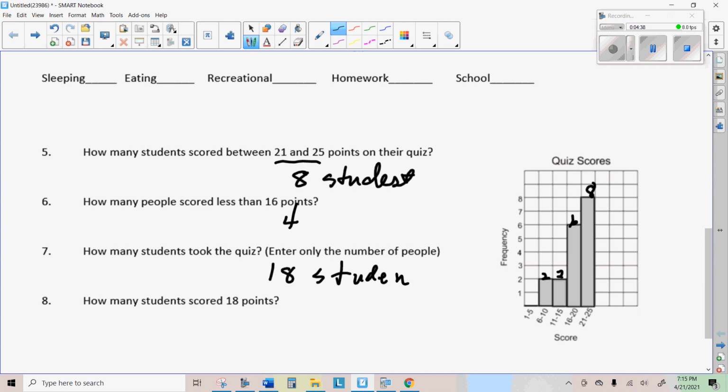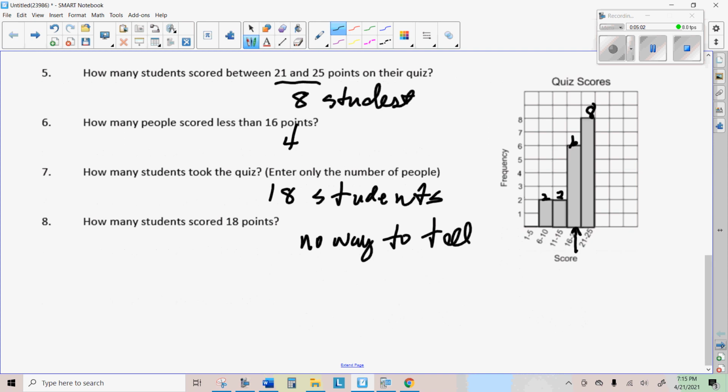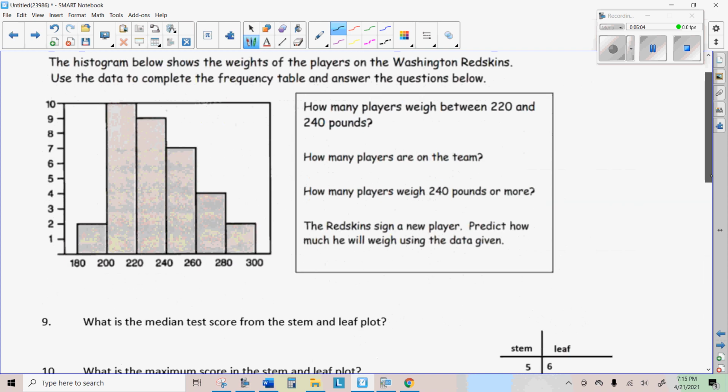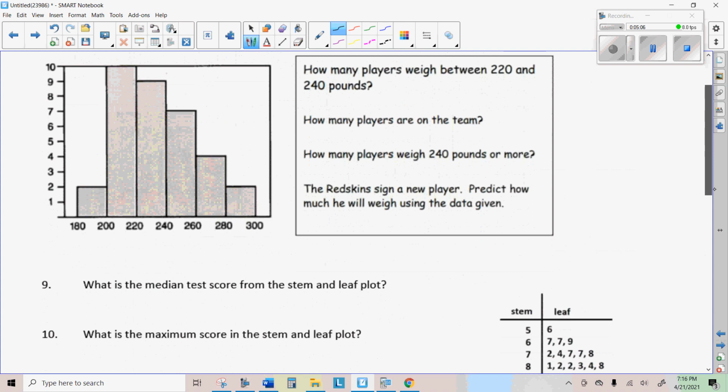How many students scored 18 points? Those students are in here, but we don't know if they scored 18 or 16 or 17 or 19. There's no way to know that with a histogram. So we're going to just say we don't know. No way to tell. All right, so you can go ahead and do these histogram questions if you want, and pause.